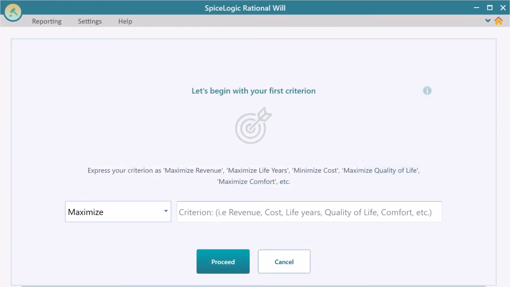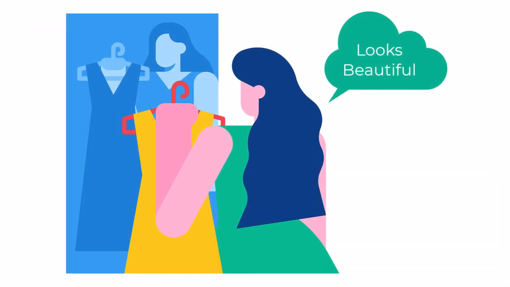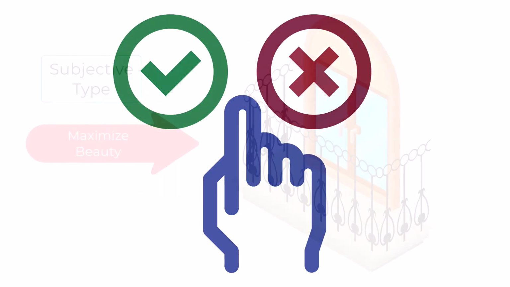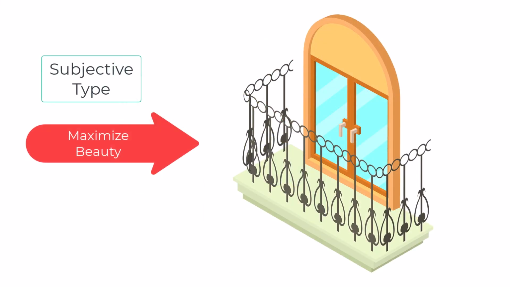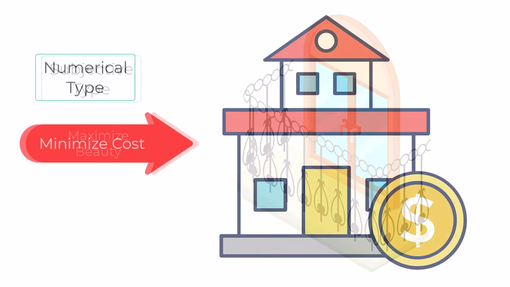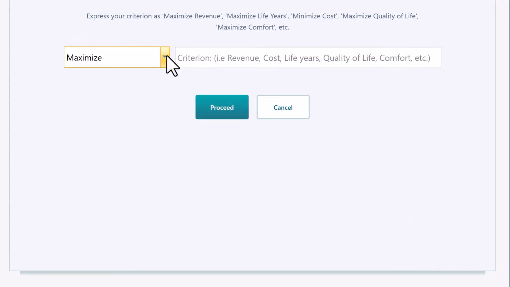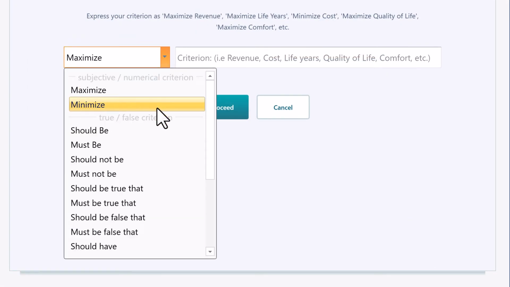You can have various types of criteria for payoffs like subjective type, number type, and yes-no type. Say you want your house to be beautiful. How will you measure beauty? It is a subjective type, right? And say you want to minimize the cost of the house. Here, the cost is a numerical type, right? From this dropdown, you can choose the type of your criterion.